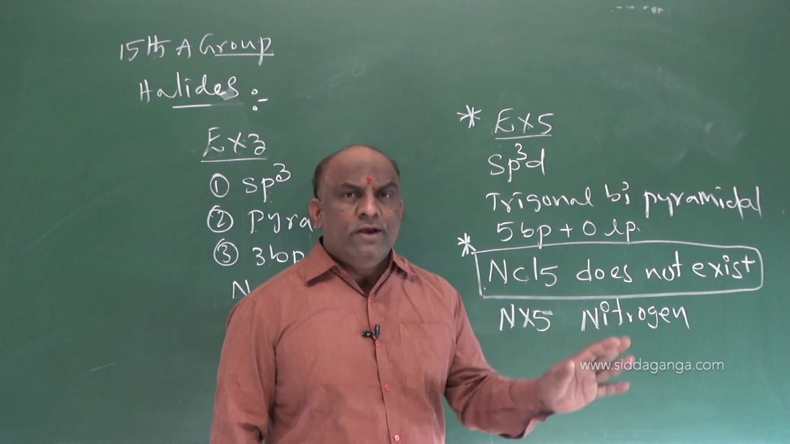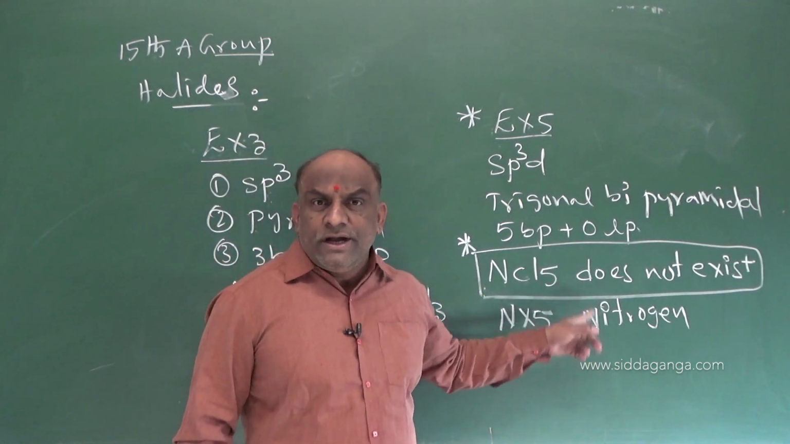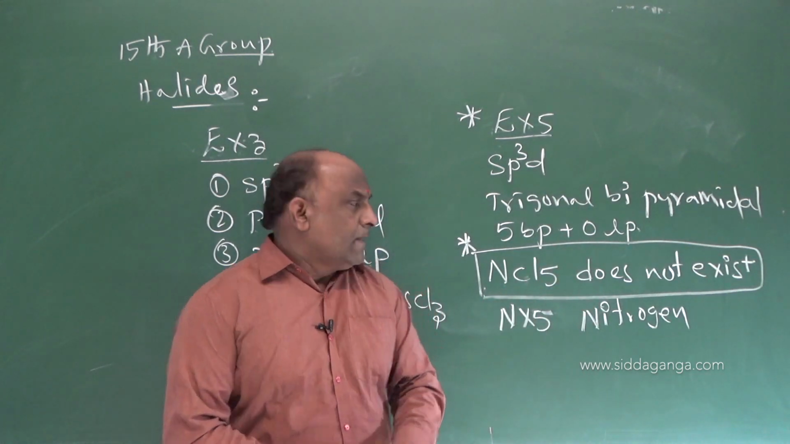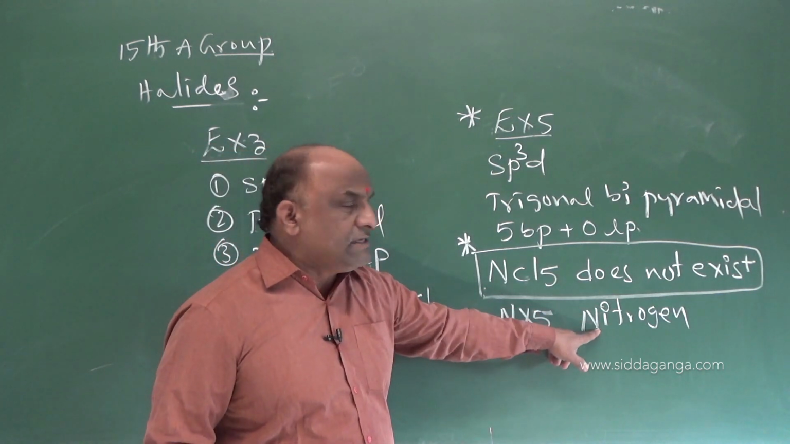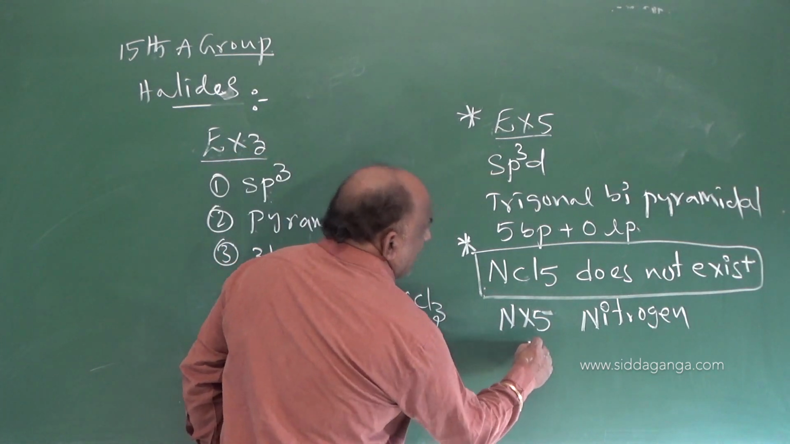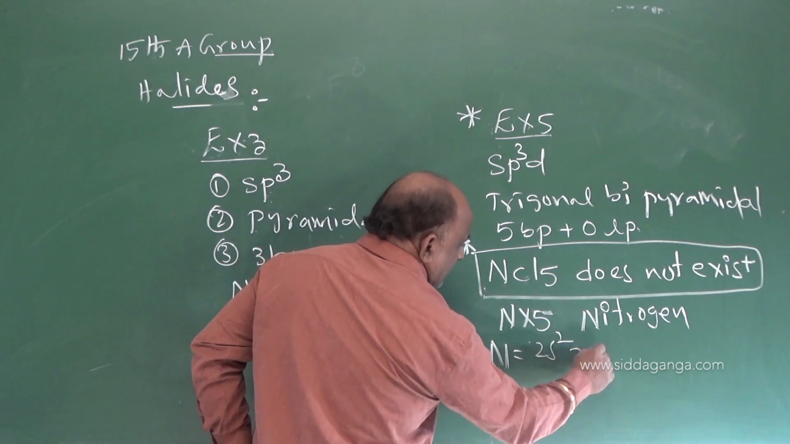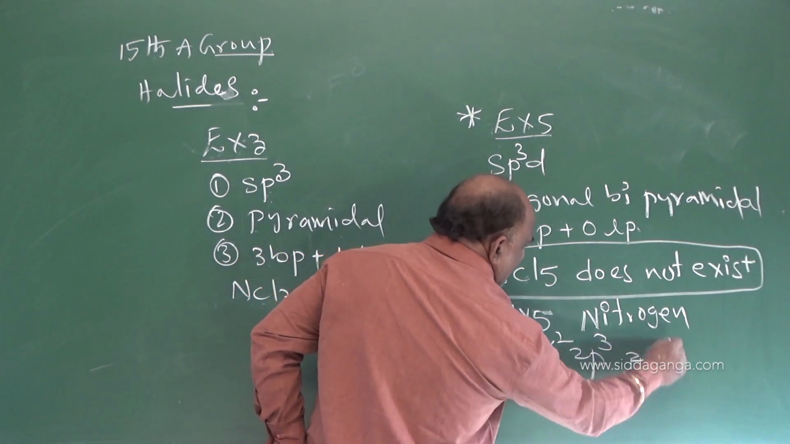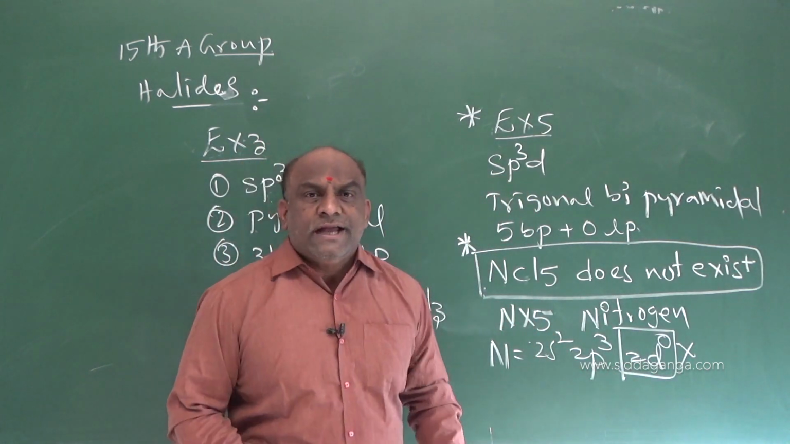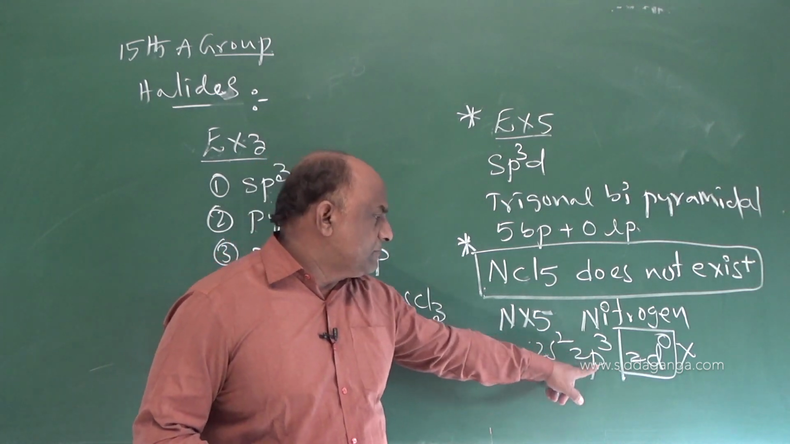This is question number 1 from the board examination point of view: why does nitrogen not form pentahalides? What will be the reason? The electronic configuration of nitrogen is 2s2, 2p3, and there is no 2d, it is absent in the second orbit. The second orbit has only two subshells, one is the s orbital and the second is the p orbital.